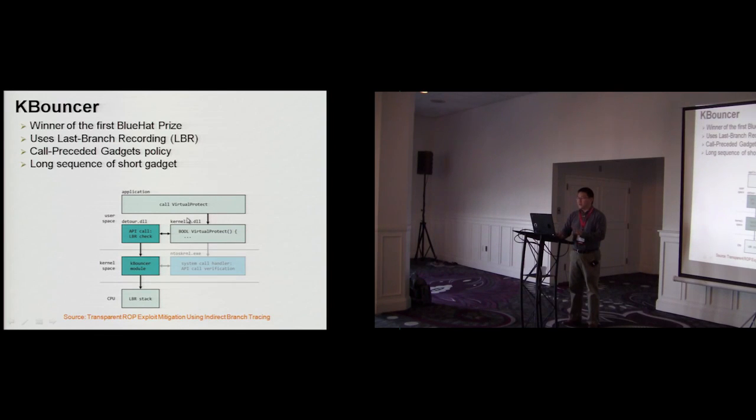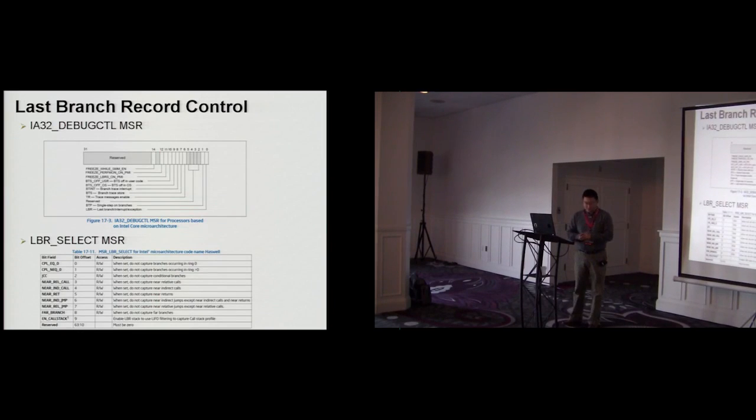Here I list the graph from their paper. The idea is that every time you call into a critical API, for example VirtualProtect, they do the LBR check and a bunch of policy checks, right? That's the way kBouncer does ROP defense. kBouncer really relies on three parts. First is LBR, second is the call-preceded policy, third is the short gadget.